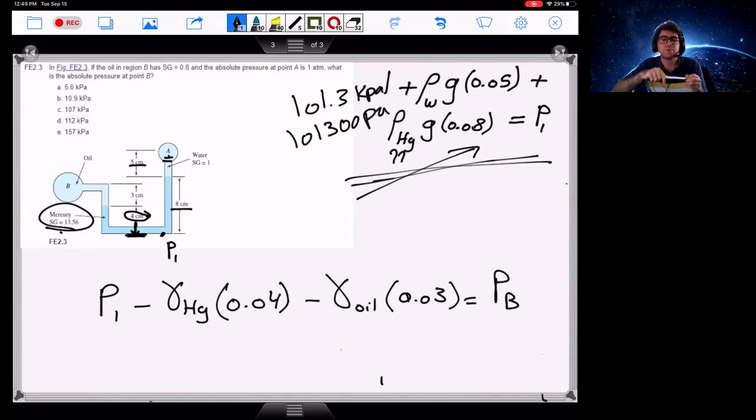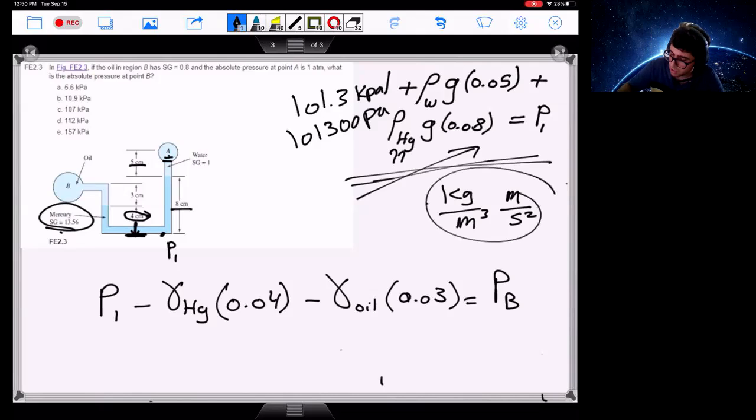Always use basic units. If you use 101.3 kilopascals in this equation, you'll end up with a wrong value. Why? Because for density, we're using kilogram over meter cubed, and for gravity, we're using meter over second squared. These units are the basic ones. We're not using any kilos. So they should match to pascals, not kilopascals.